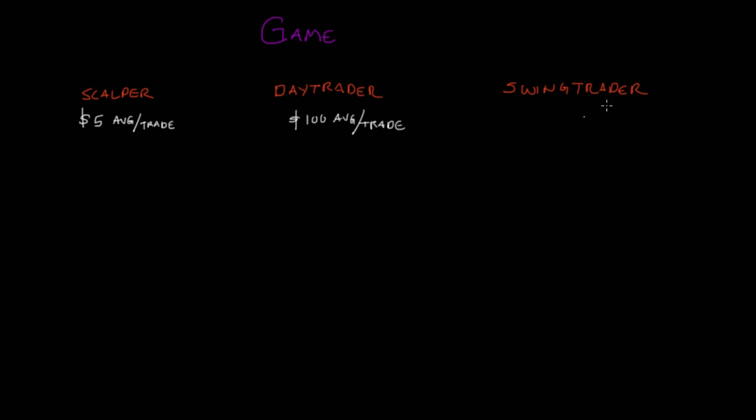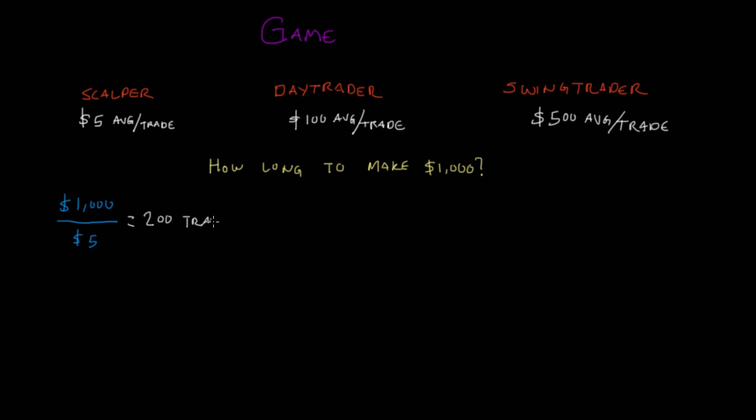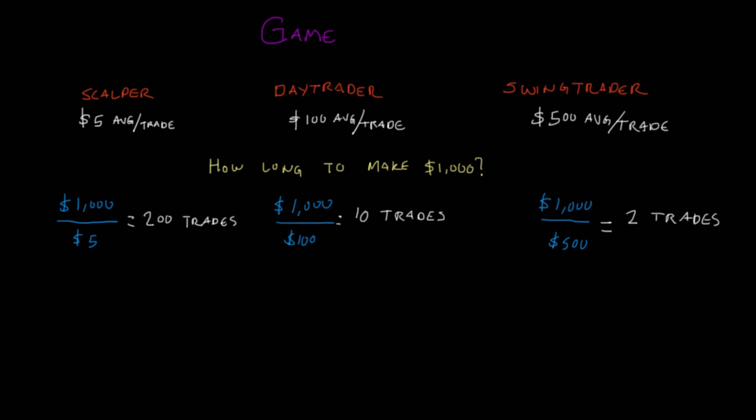Let's play a game. In this game, you take 3 willing participants: a scalp trader, a day trader, and a swing trader. Now, the scalper makes an average $5 gain per trade, and the day trader earns an average of $100 per trade, and the swing trader makes an average of $500 per trade. Now, if I asked them how long would it take you to make $1,000, it would take the scalper 200 profitable trades to make $1,000, and it would take the day trader 10 profitable trades to make $1,000, and it would take the swing trader only 2 trades to make $1,000.